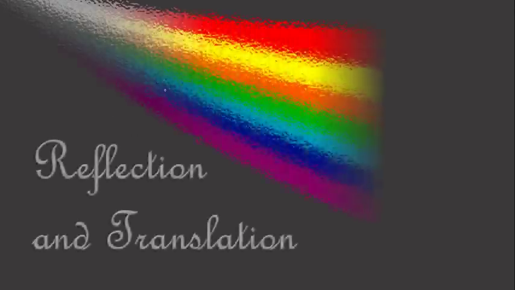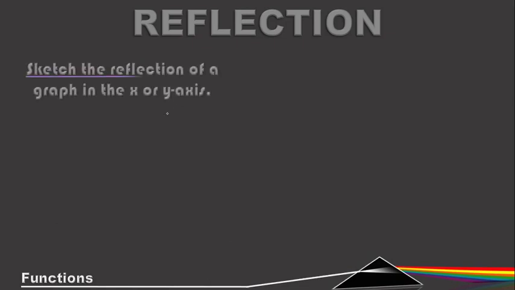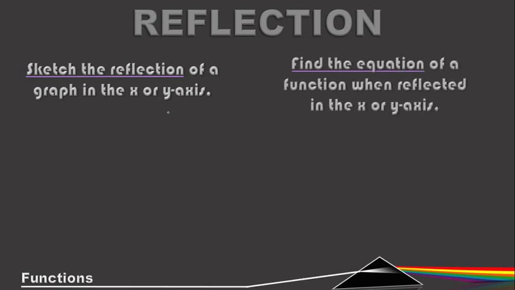Now to look at the reflection and translation of functions. So starting with reflection. Reflection can be asked in one of two ways. You can be asked to sketch the reflection of a graph in the x or y axis. You can also be asked to find the equation of a function when reflected in the x or y axis.